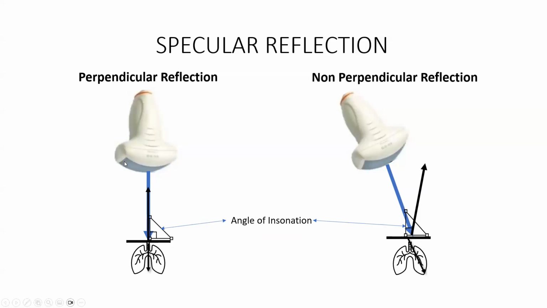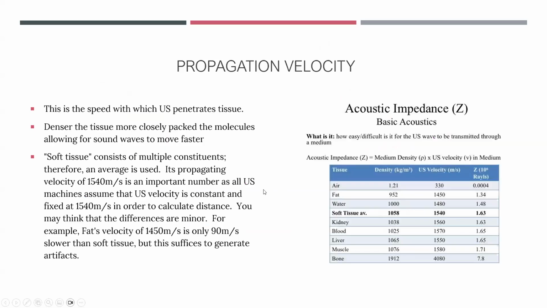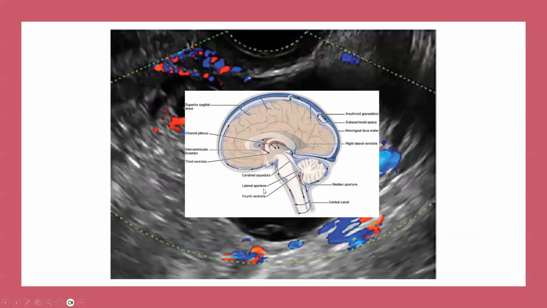So if your probe is not incident to or in the direction of flow, and you have a high angle of inclination as you see here, the sound wave will not reflect back with as much intensity, energy, and velocity, and you'll make an inaccurate estimation. That's very important when you're trying to do resistivity index. We've already discussed this. I'm going to skip propagation velocity.